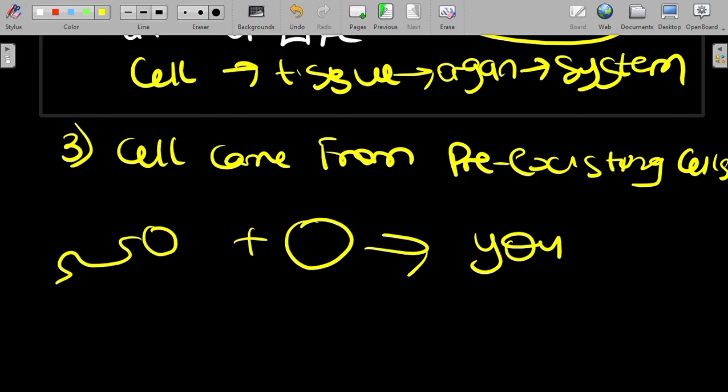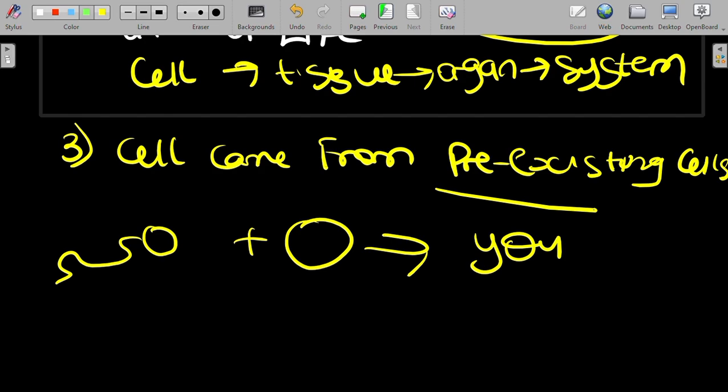So the cells come from pre-existing cells, meaning that for a cell to exist, it came from a place. That is the meaning of these pre-existing cells. So there is already a cell existing before another cell is made. So cells came from pre-existing cells.